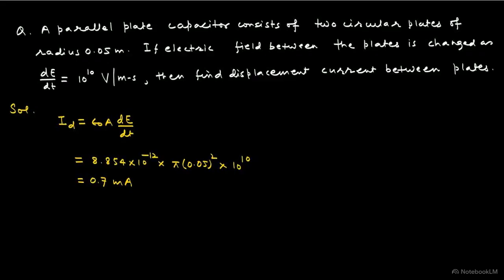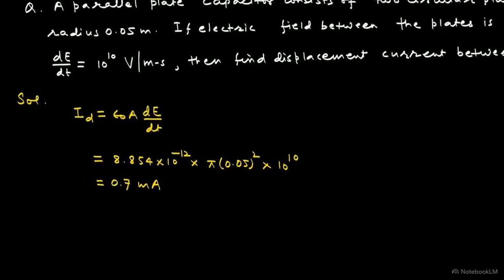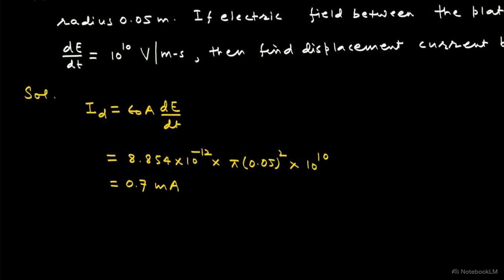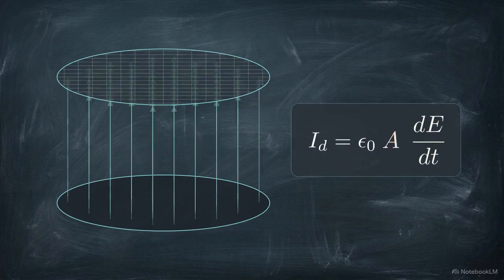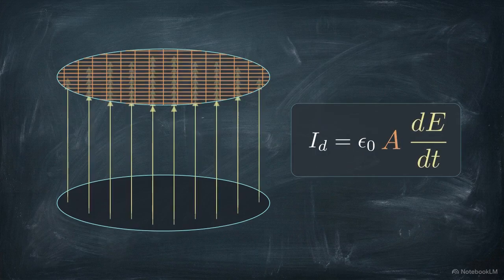When given the electric field's rate of change and the plate's physical radius, capacitor geometry becomes essential. We must calculate the circular area before solving, substituting pi times 0.05 squared into the electric field formula. Spatial dimensions are a mandatory component when calculating displacement current through variation of the electric field.